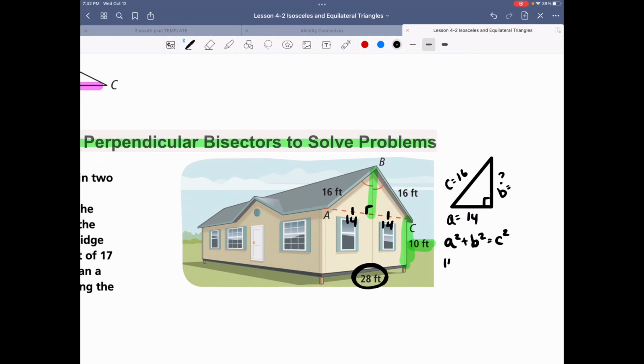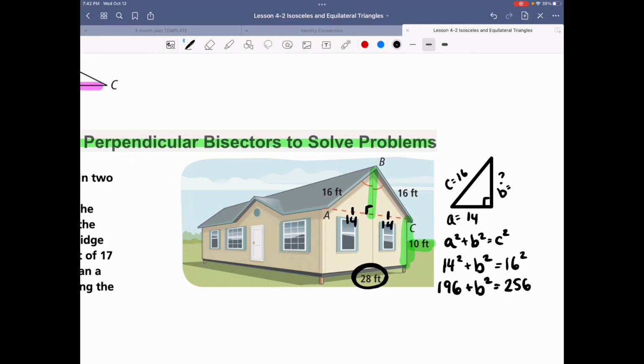We have 14 for A. So 14 squared plus B squared, we don't know B. C is 16, so 16 squared. Now we have to solve for B. To do that, we're going to square each of these. If you have your calculator, you can do it with me. 14 squared is 196. That's 14 times 14. 16 squared, 16 times 16 is 256.